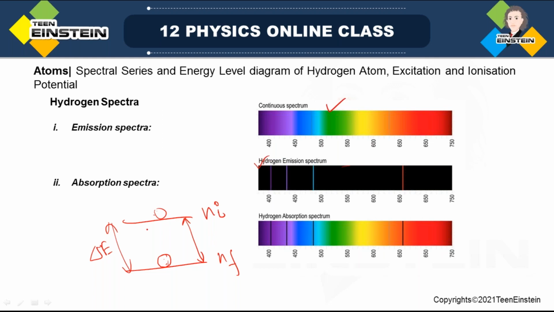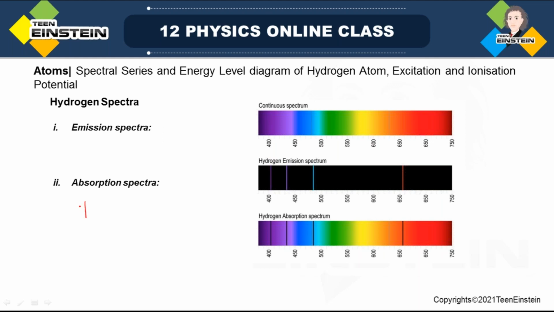That means if we see some light of frequency nu, the energy of that photon will be h nu. Now when you are exciting the atom, you have to provide this much energy only to this electron to go to the state. That means there are two ways. You can get absorption spectra, or you can get emission spectra. Emission spectra I have discussed.